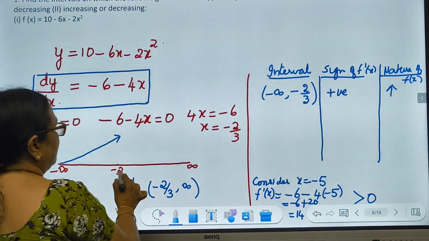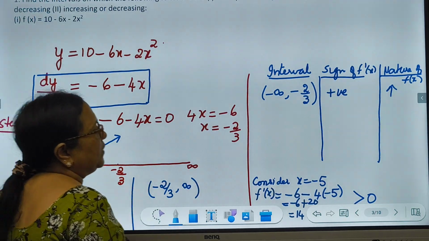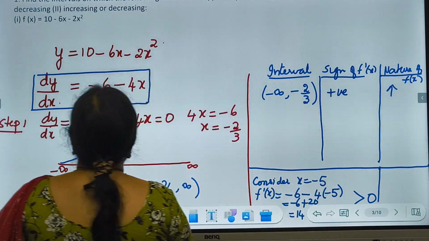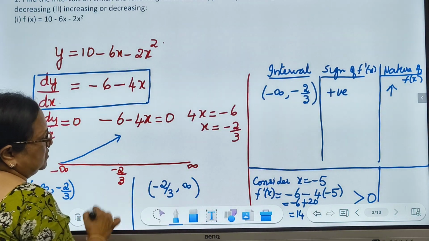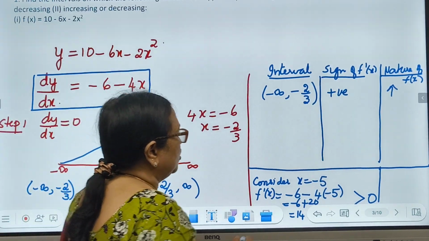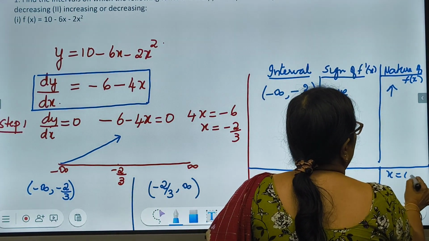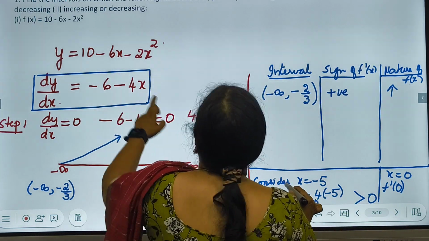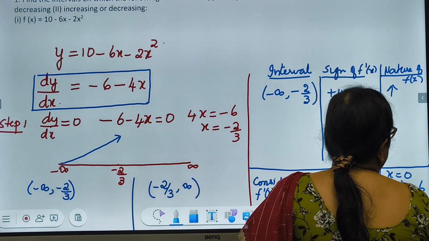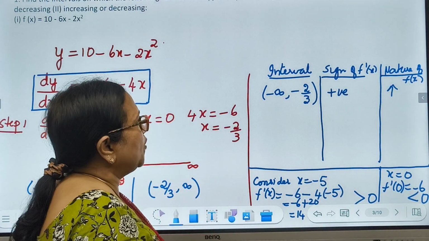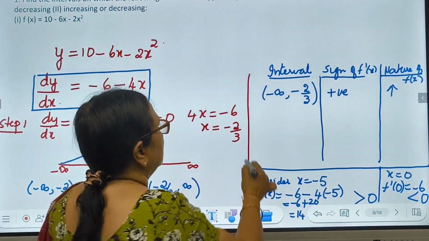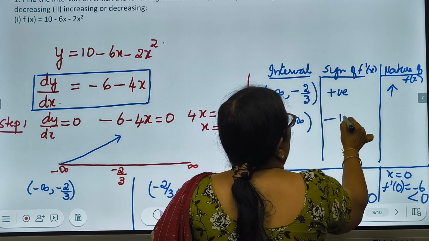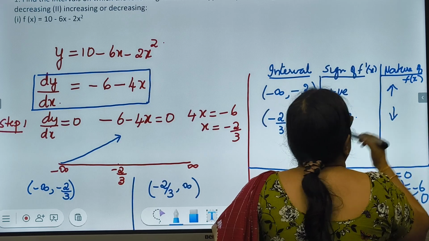Now let us see what happens between -2/3 and infinity. So let me take some other value and substitute in f'(x). I have to choose in this interval, and the obvious value that I can choose is 0. So let x be 0. What is f'(0)? f'(0) will be -6, which is less than 0. If the slope is negative, the function is decreasing. So in -2/3 to infinity, the slope is negative and the function is decreasing.